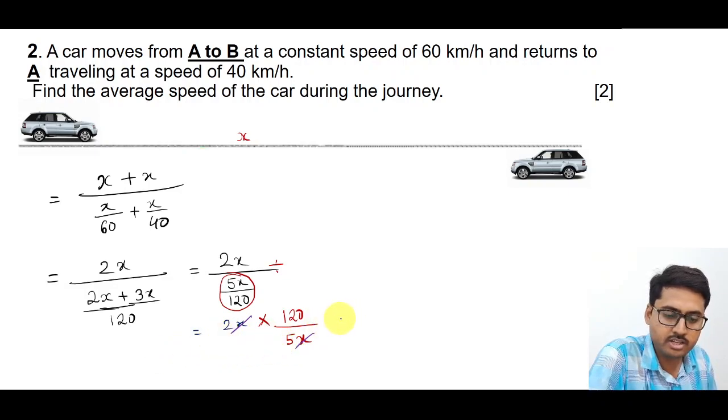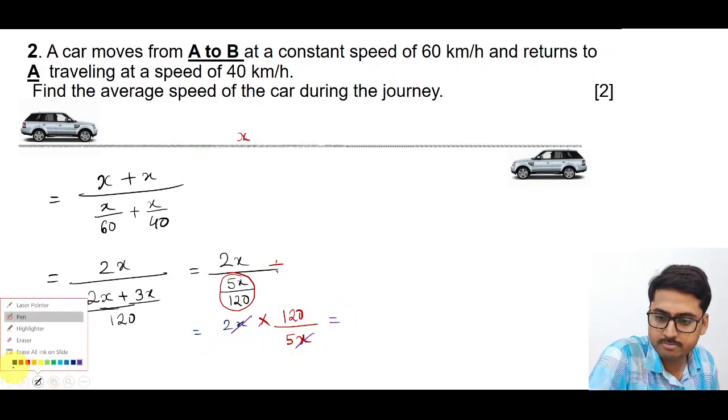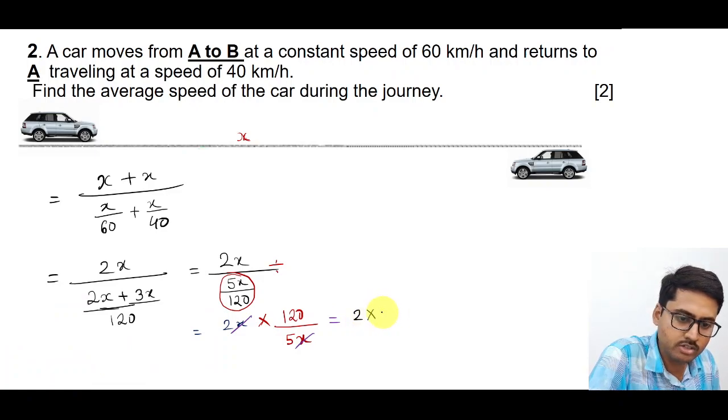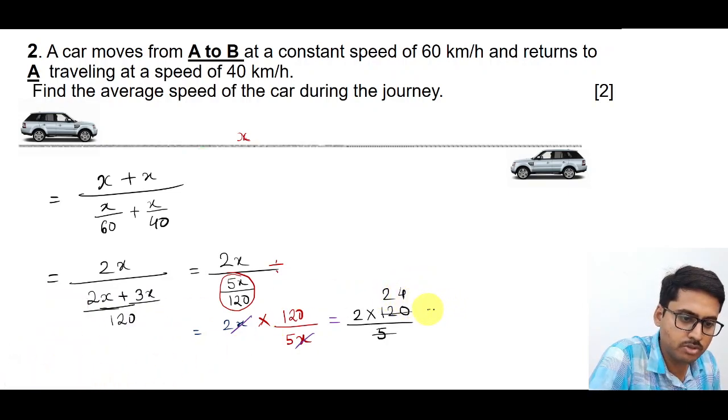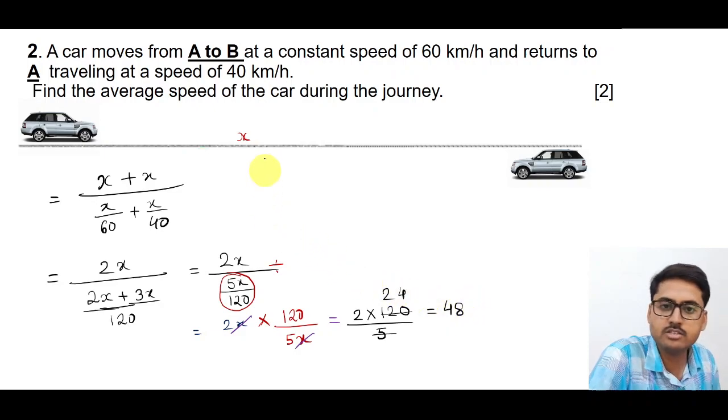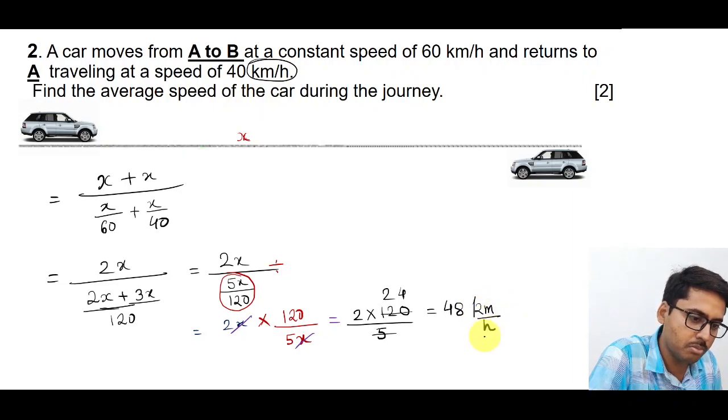So this is basically 2 into 120 divided by 5. You can multiply over here. This will be 5 times 2 and then 2 0, that is 25. Am I right? No, this is 24. Let's correct it. This is 24, and the answer would be 48, and since the unit is kilometer per hour, the answer would be 48 kilometer per hour.